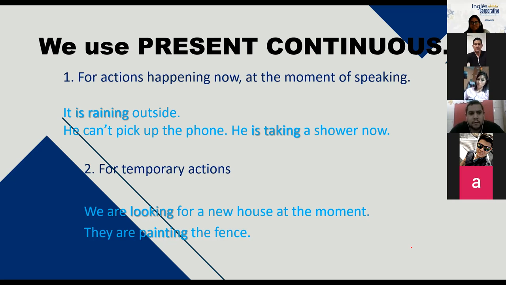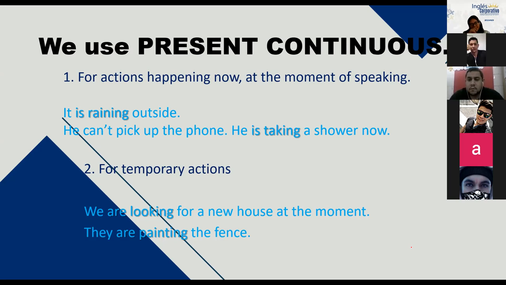What are you doing at the moment? Who can tell? I am studying English. I'm studying English at the moment. What else are you doing? I have a dinner. Remember to put the verb to be and then the other verb in ing, right? So you say, I'm studying, I'm eating dinner.